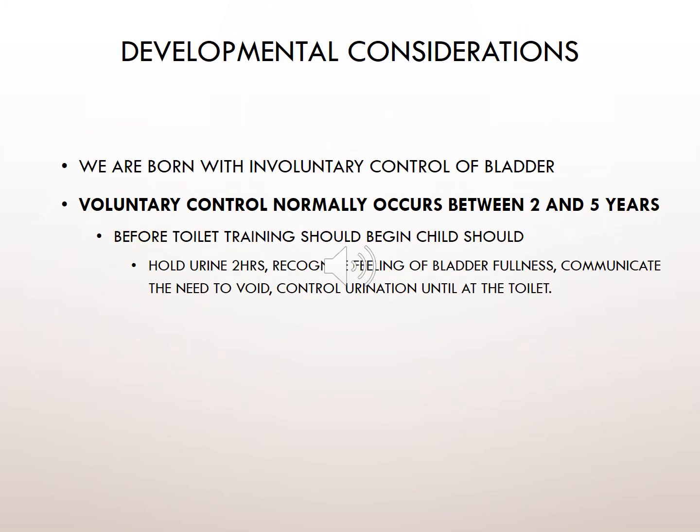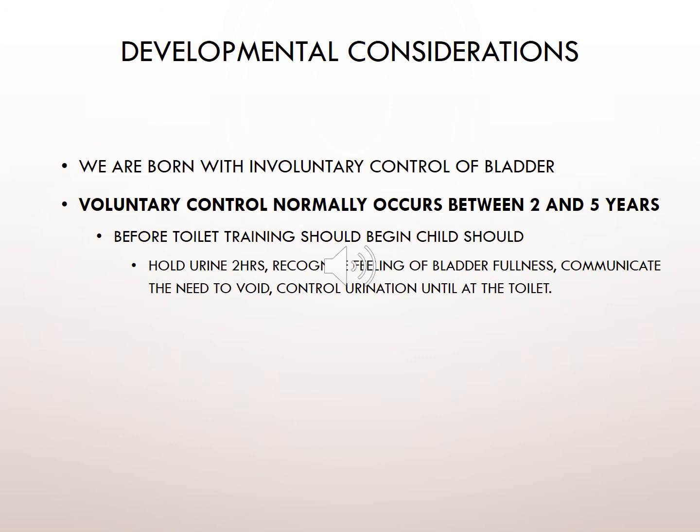The next few slides we go through are going to discuss some developmental considerations when it comes to our urinary system. We are all born with involuntary control of our bladder. Usually voluntary control normally occurs between the ages of 2 to 5. Before toilet training can begin with a child, or before it should begin, the child needs to be able to hold their urine for about 2 hours.